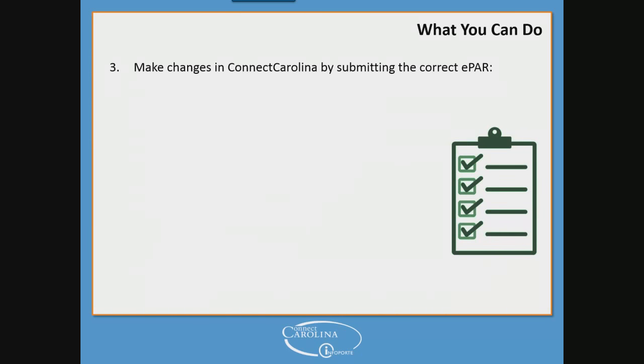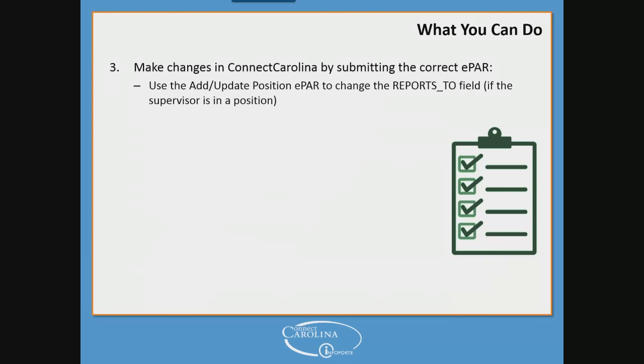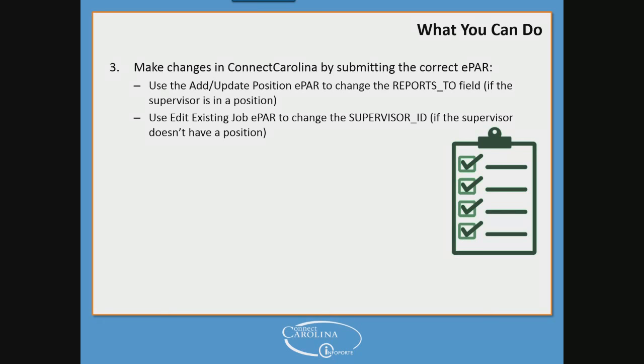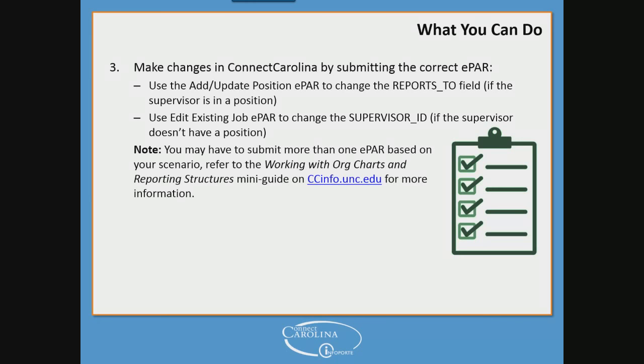So what you can do then is make the changes in ConnectCarolina by submitting the correct EPAR. If you need to change the reports to field, you're going to use the add or update position EPAR. And if it's changing the supervisor ID, you're going to use the edit existing job EPAR, and that's if the supervisor doesn't have a position. And I've got a note here that you might have to submit more than one EPAR based on your scenario.